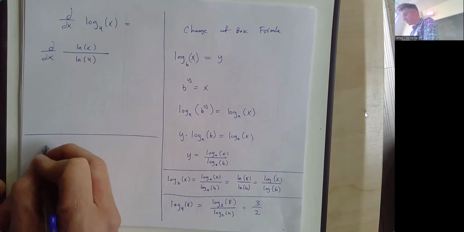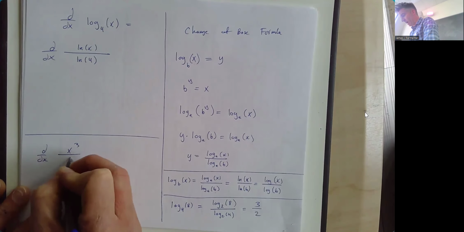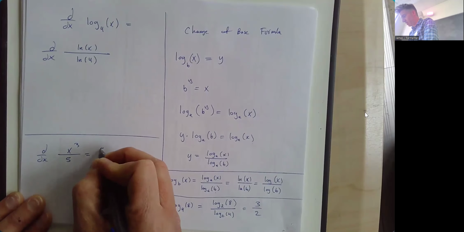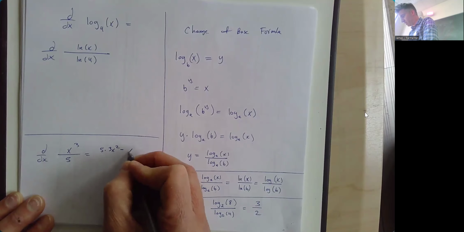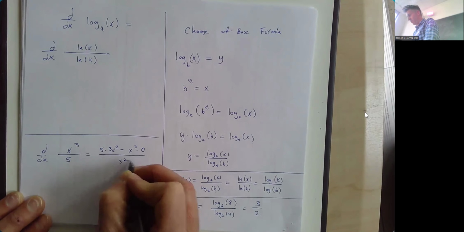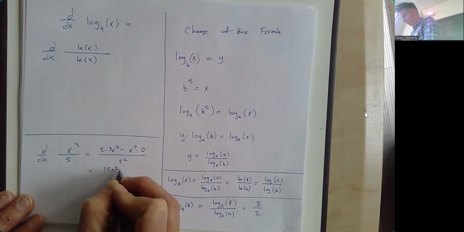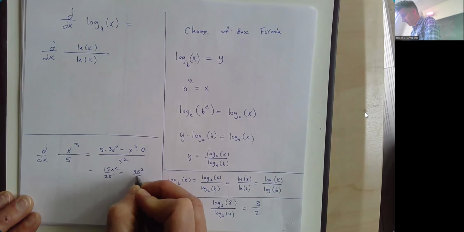If I wanted to take the derivative of, say, x cubed over 5, I don't need to use the quotient rule. I could. It's more work than I want to do. I could totally write this as the bottom times the derivative of the top minus the top times the derivative of the bottom, which is 0, over the bottom squared, and then write this as 15x squared over 25, which reduces to 3x squared over 5.